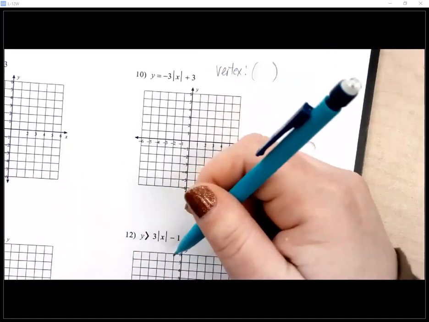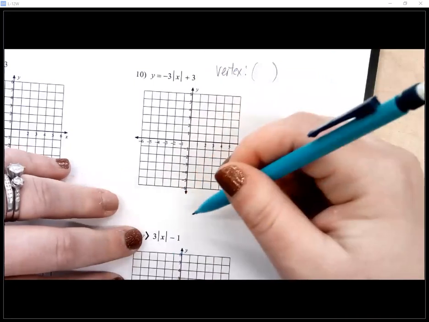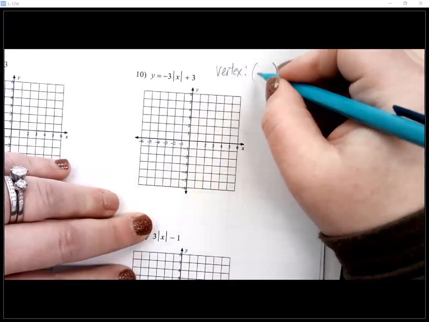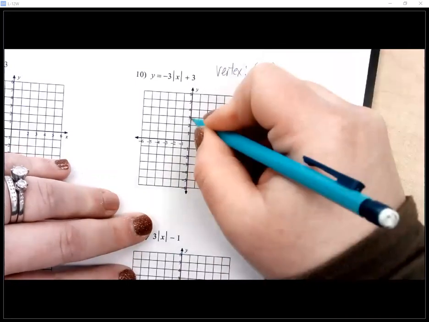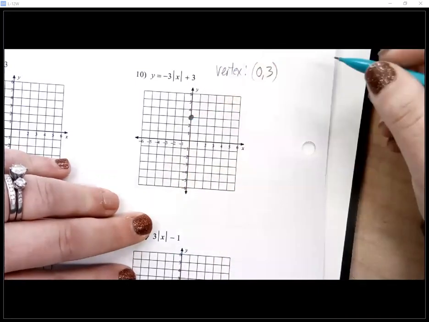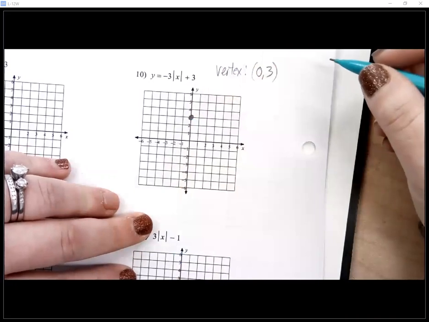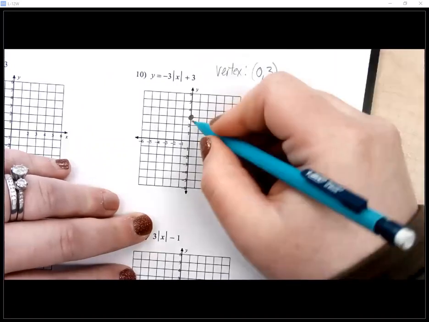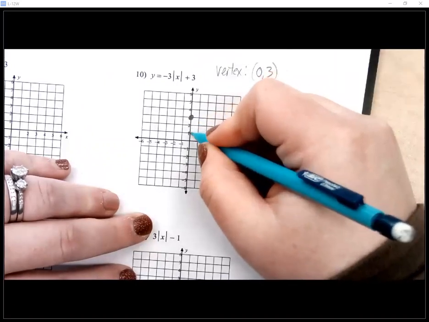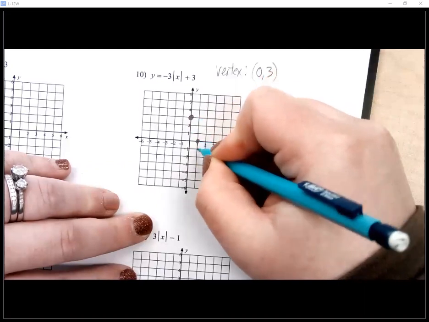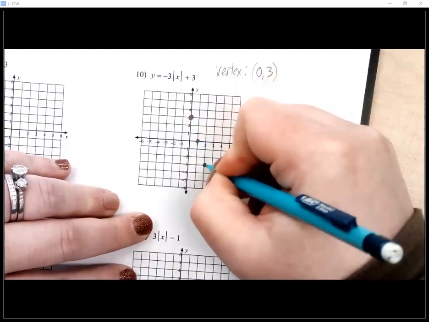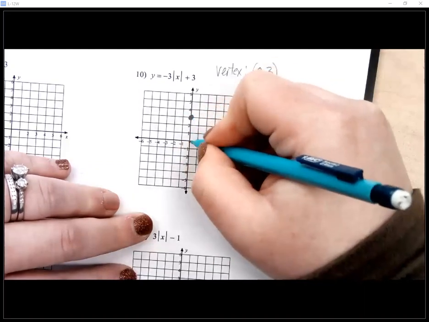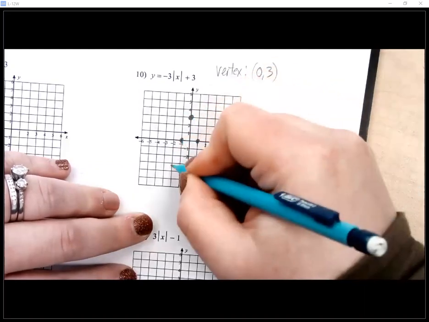Okay, you did it. Where's the vertex on this thing? Go ahead, Nate. 0,3. Perfect. So I'm going to start this whole thing at 0,3. And then my slope is, everybody, -3. So on the right-hand side, I'm going down 3 over 1, right? Down 3 over 1. So to do the left-hand side, I'm just going to mirror it over, down and to the left. Down to the left. Awesome.